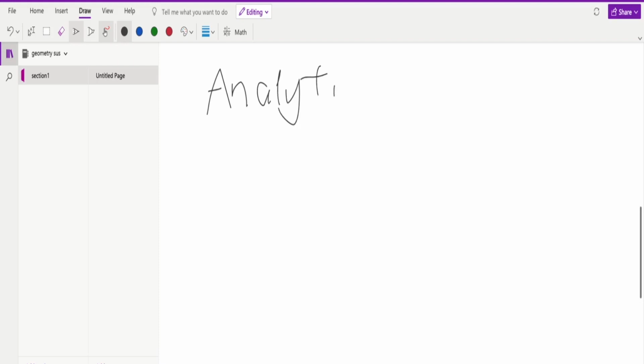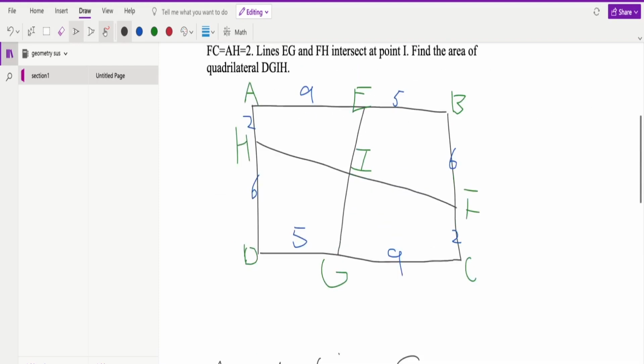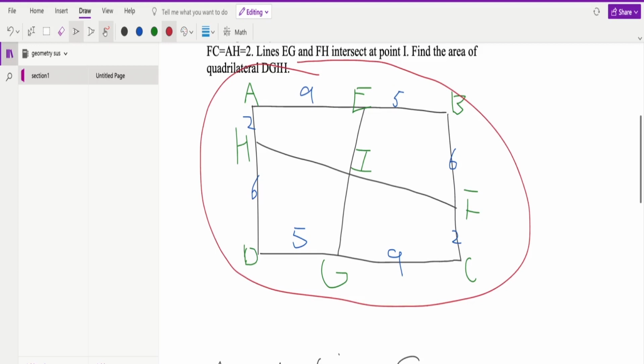Analytic geometry. Basically, we take a geometry problem like this right here, and we turn it into a problem on the coordinate plane. And as we know, the coordinate plane, we can turn that into algebra because each line we can write as an equation.